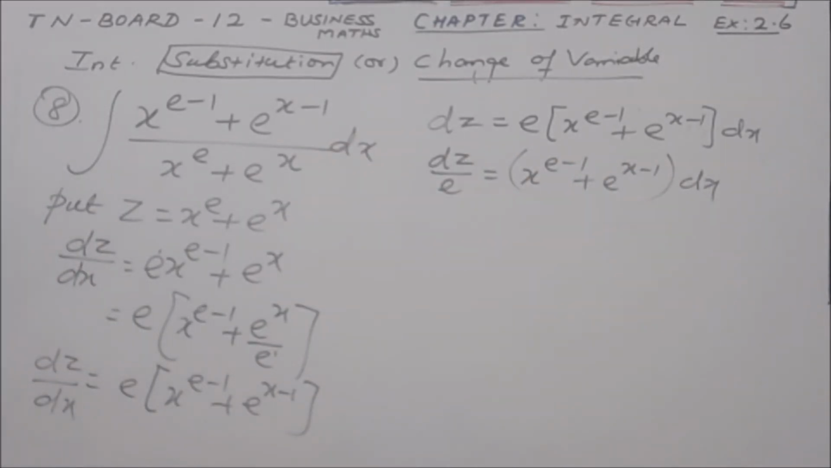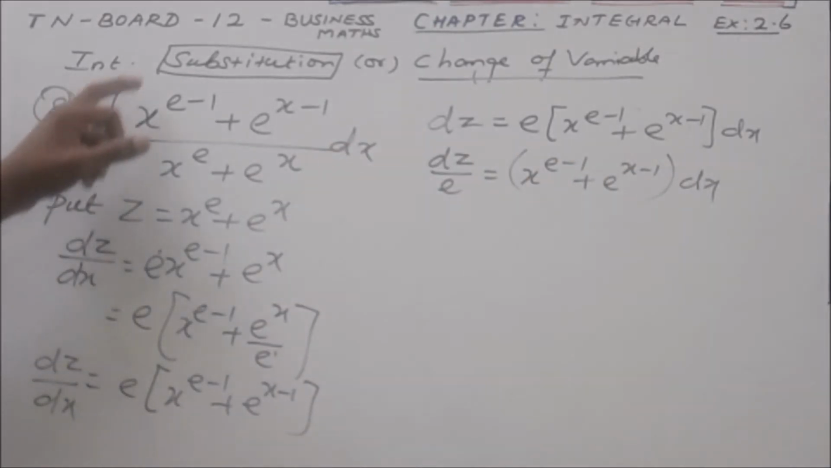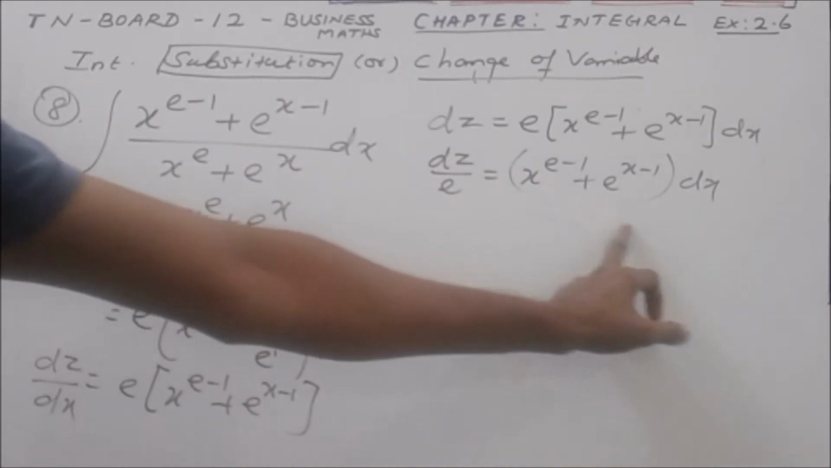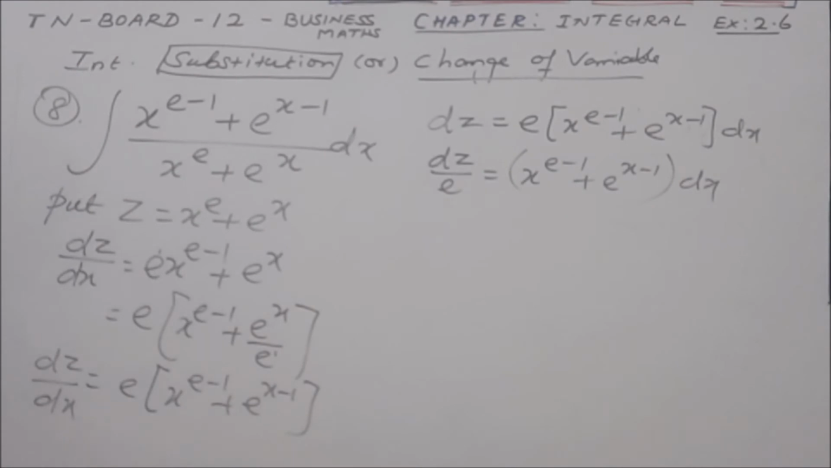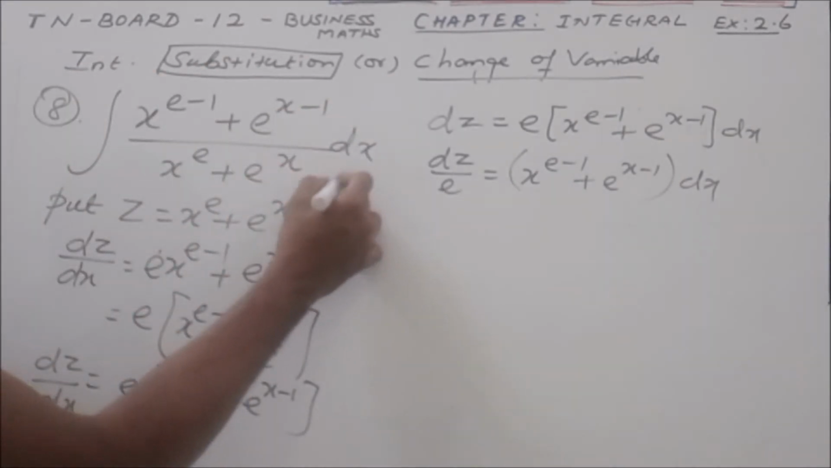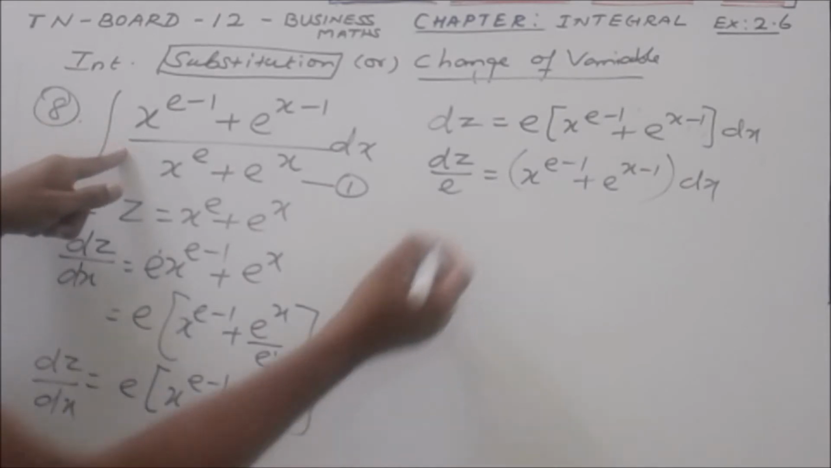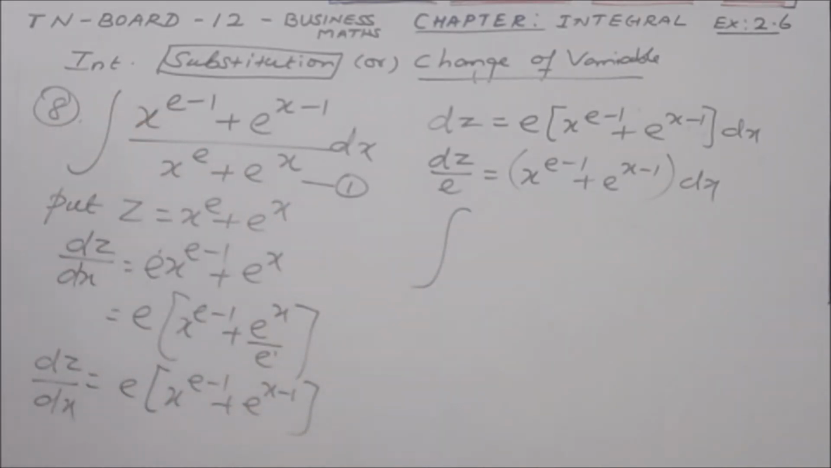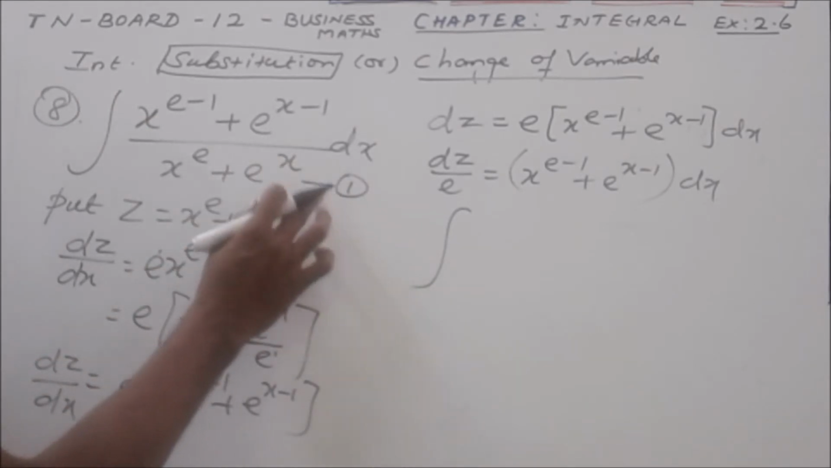That's all. Look at here, x power e minus 1 plus e power x minus 1 into dx in the numerator, we have derived those things as dz by e. So now substitution will take place in question number 1. After finding this value, substitute in question number 1, the given question. Now take it as equation 1.